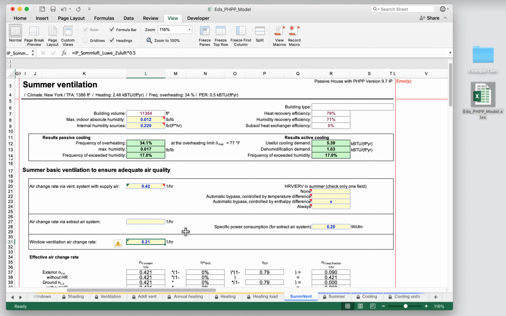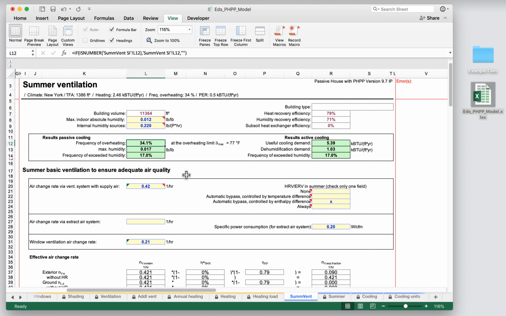So this is the minimum ventilation that we would want in our project. But of course, we probably want a little bit more ventilation for cooling purposes. So it's possible that adding more ventilation might help us drive this 34% number down. Notice I can get a quick readout up at the top of the worksheet of my frequency of overheating. So I'm at 34% right now. I can also see it right here at 34%. So we want to get that number a little bit lower.